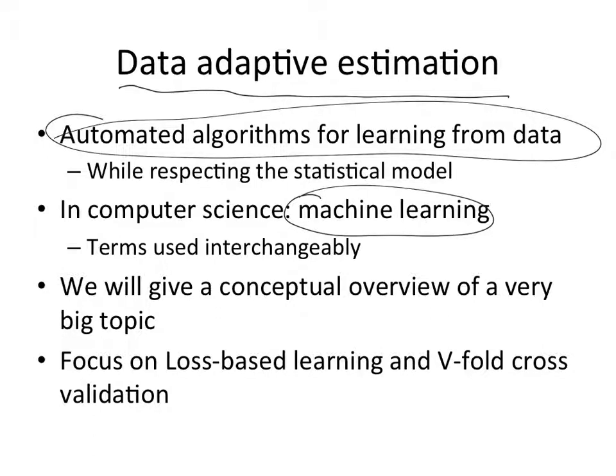Okay, we're going to focus basically on two main concepts. One is called loss-based learning and V-fold cross-validation. Loss-based learning is a way to decide how we evaluate how well a regression does, and that's going to be defined by the loss function. That's not an objective thing. You can't say, oh, that loss function is better than that loss function. Typically, it's just something you choose because you believe that's the best measure of a failure, essentially.